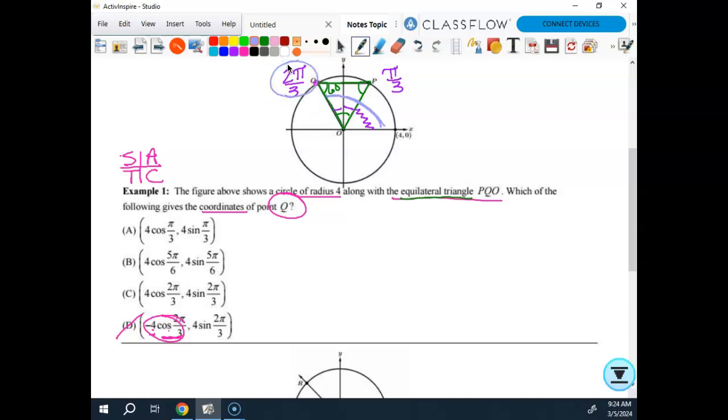Yes? The ordered pair is the radius, which is 4. 4 times the cosine of 2 pi thirds. 4 times the sine of 2 pi thirds. So what is my answer? C. So it's that simple. We just had to figure out the angle and then go from there.